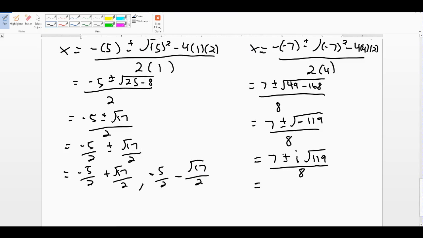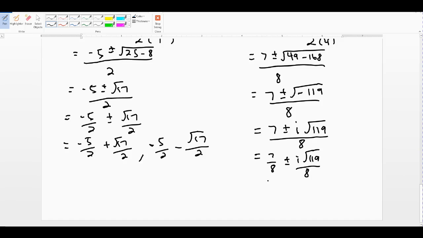So from here, I can separate plus or minus, and I can divide each of those by 8. So I get 7 over 8 plus or minus i square root of 119 over 8, which equals the same as 7 over 8 plus i square root of 119 over 8, and also 7 over 8 minus i square root of 119 over 8. That's a pretty tough one right there, but that's it.